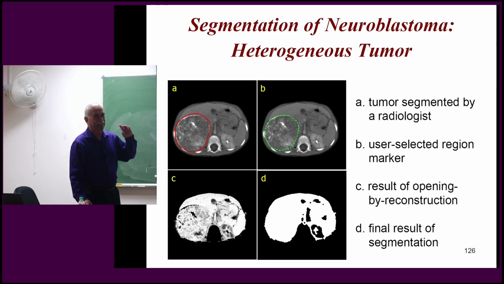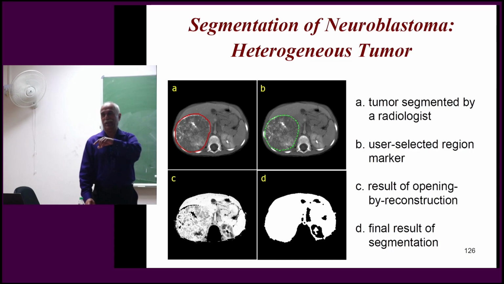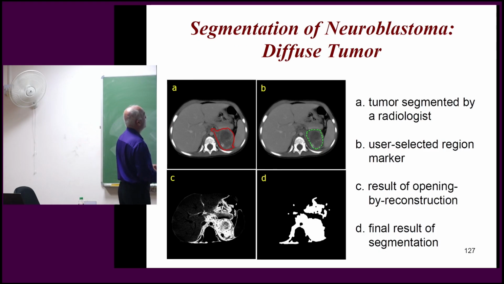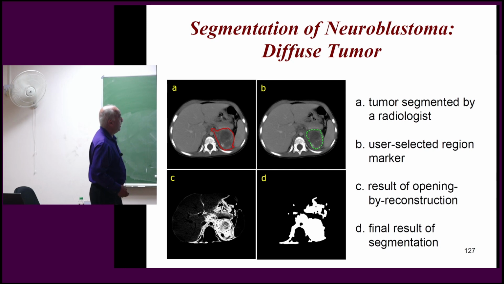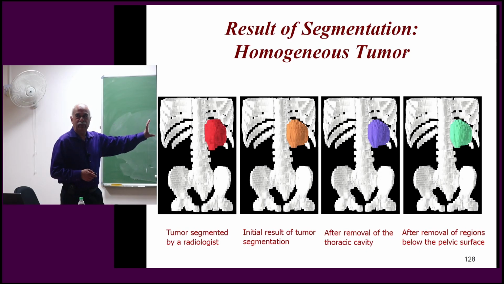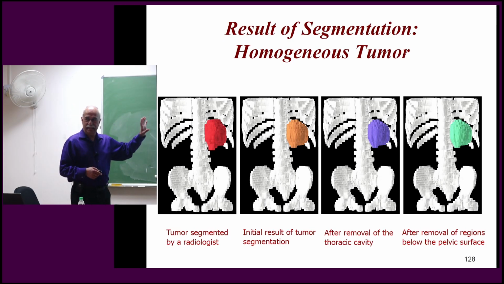I can't just say, well, my method works well for this tumor, but not for that tumor. So we had these issues. In the case of a diffuse tumor also, the final result was not good. So we just showed the results here of landmarking, as to how landmarking could possibly help, but the end result on neuroblastoma segmentation was not good in this work.